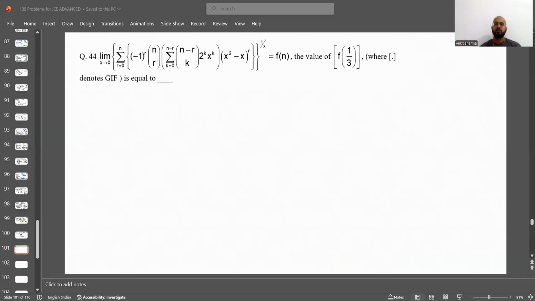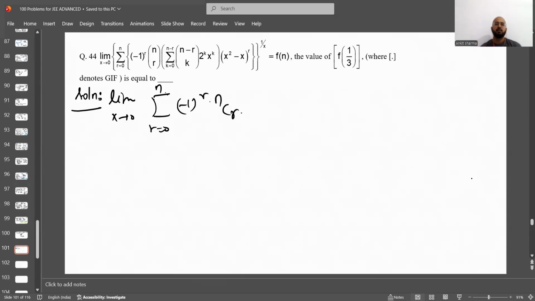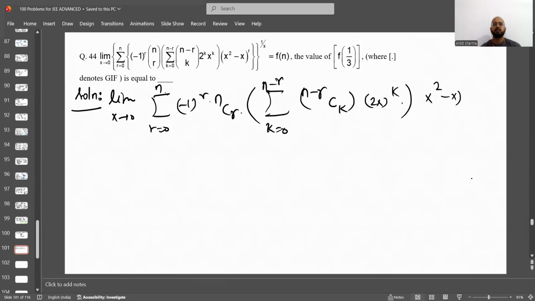Let's go for the next one. Okay, so here is the next one. We want to find out this limit, as x tends to 0. Sigma r is equal to 0 to n, (-1)^r into nCr. Then we have one more sigma here, which is k is equal to 0 to n minus r, (n-r)Ck times (2x)^k. This gets closed, and then we have here (x^2 - x)^r. And this 1 over x, we will see it later. We have to see it now.